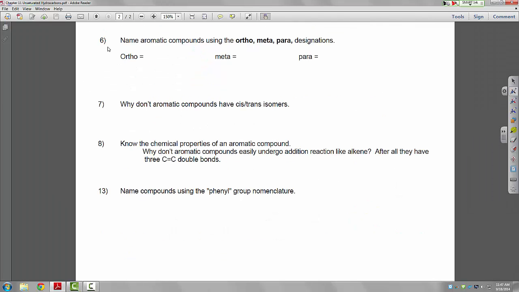All right. Name aromatic compounds using ortho, meta, para designations. First off, this is only for di-substituted benzenes, or di-substituted aromatic compounds. What do we mean by di-substituted? Di means two. We've got two things attached to the ring. Ortho means they're right next to each other, in carbons 1 and 2. Meta is kind of the middle position, 1, 3. And para means they're across the ring from each other, 1 and 4.